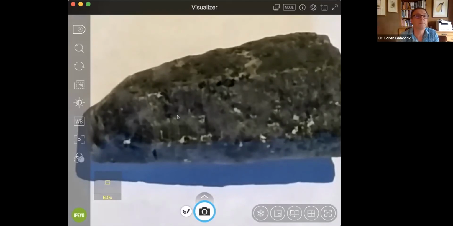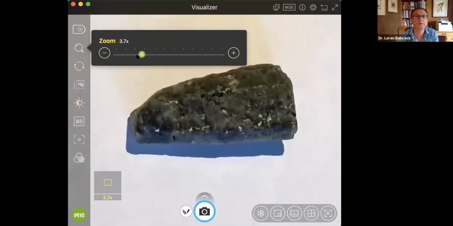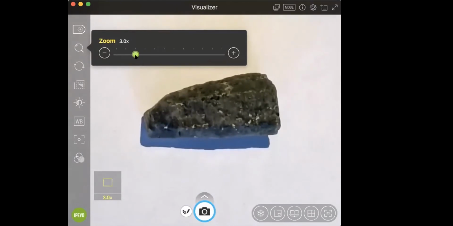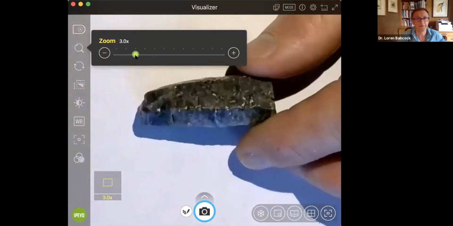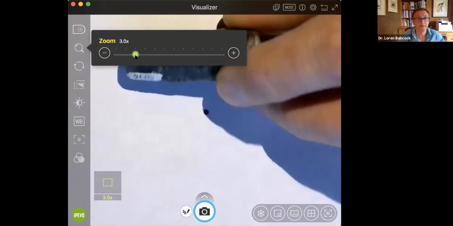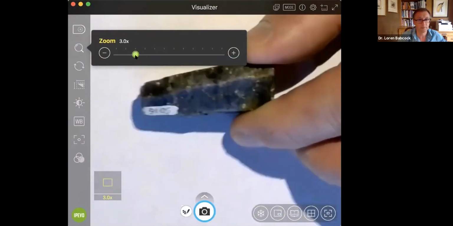Let me reduce the magnification here just a little. I assume you all can see this specimen here now. Yes, we can. Okay, good, very good. This is my hand, obviously, moving the crystal around a little bit, and whoops, I'm going the wrong way here. Let's go this direction.